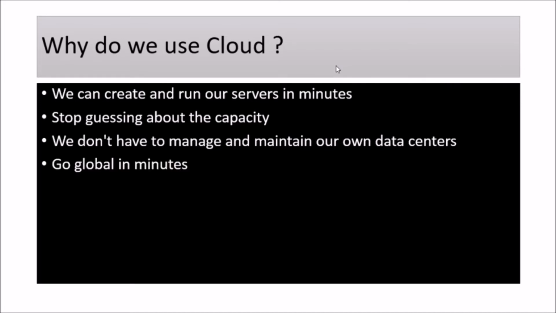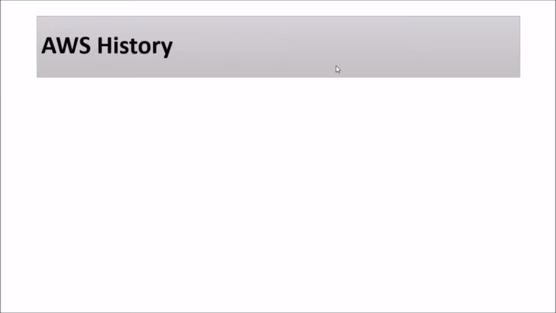Okay, then you can go global in minutes. So guys, just like AWS, it has a global infrastructure. So if you are connecting with AWS, you can go global in minutes and reduce the cost up to 40% or more. So, AWS History.